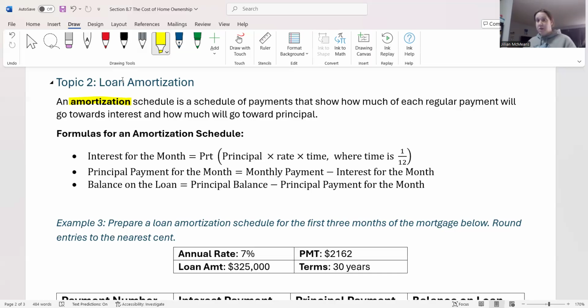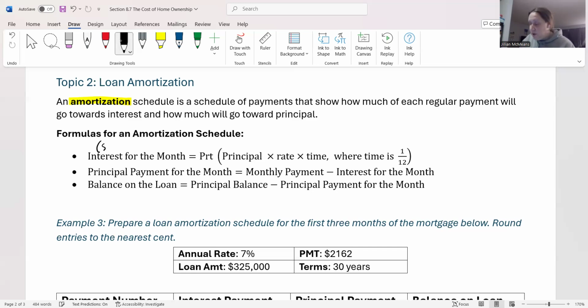Okay. So for each monthly payment, that payment gets split into two chunks. One chunk goes to interest, one chunk goes to principal. How do we calculate that? Well, we calculate the interest for the month, and this goes back to simple interest. We haven't talked about simple interest in a minute. Simple interest was 8.3.